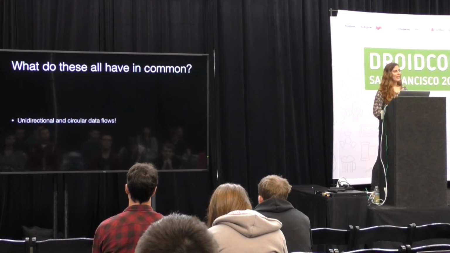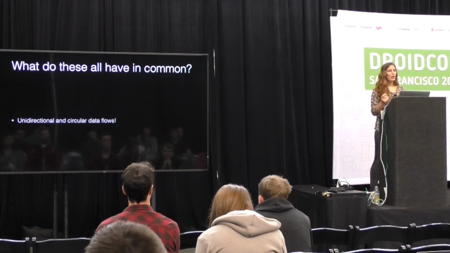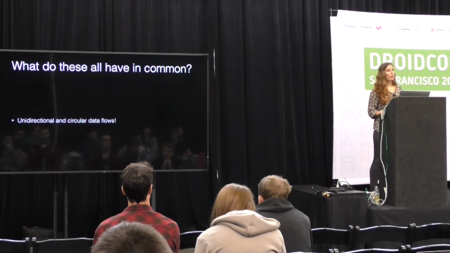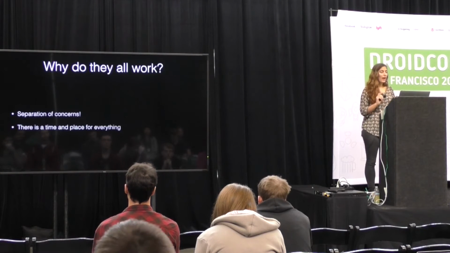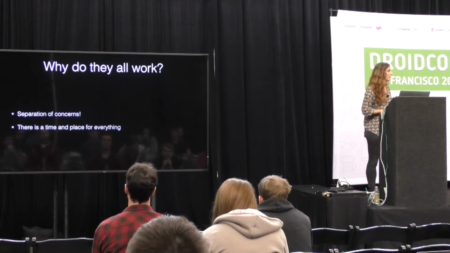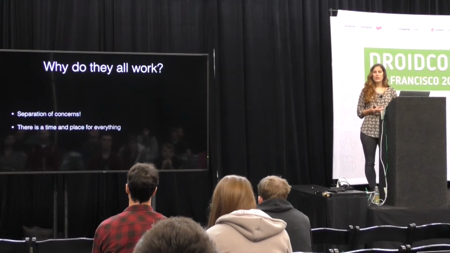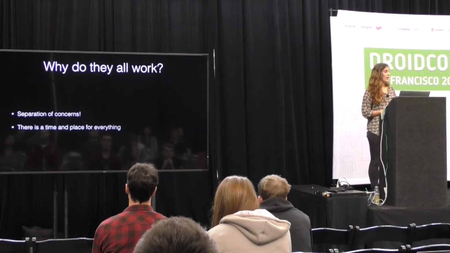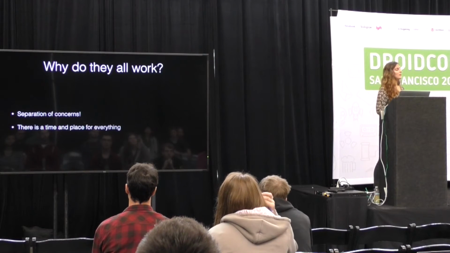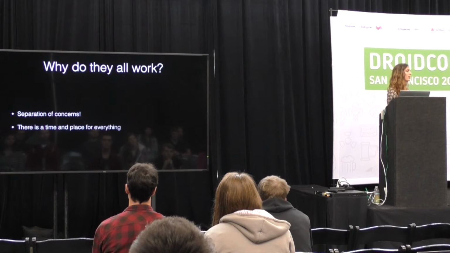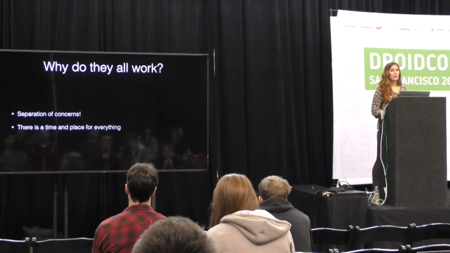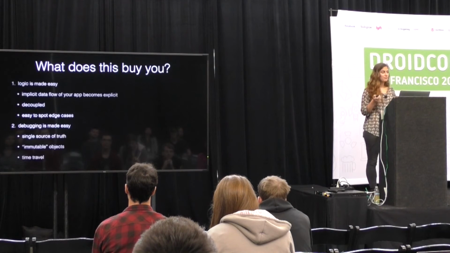So you never see arrows going back up the screen or going back to the left. They're always in the same direction. And why does this work for us? Well, it separates concerns. There's a time and a place for everything. And so when you're doing your mutations and when you're doing your asynchronous calls, they are always happening at the same point in time and you are never mixing those concerns. So you can eliminate a lot of bugs that way.